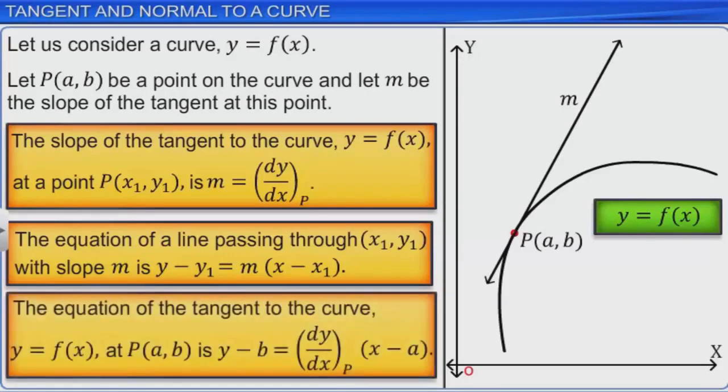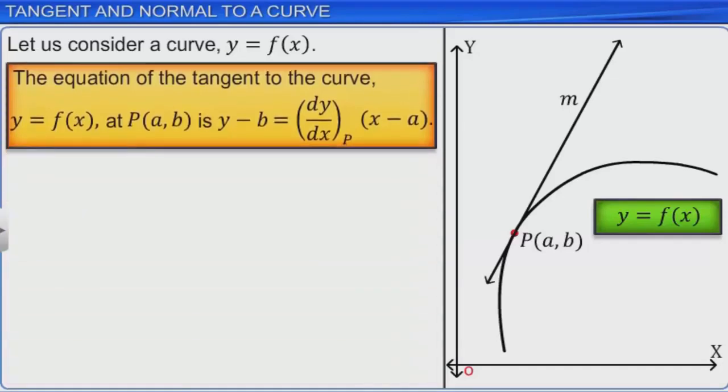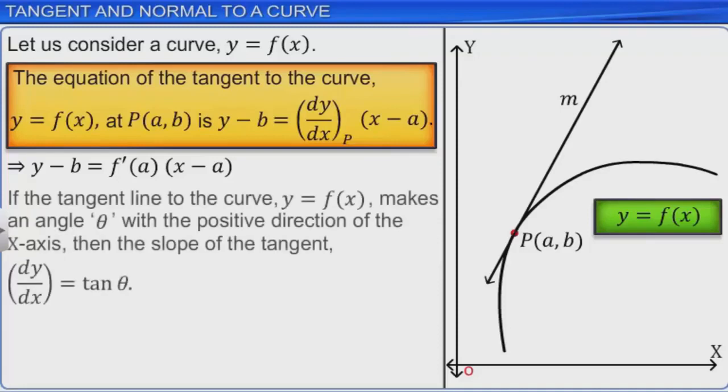Therefore, the equation of the tangent to the curve y is equal to f of x at point P, a, b is given by y minus b is equal to dy upon dx at P into x minus a. This can also be written as y minus b is equal to f dash a into x minus a. If the tangent to the curve y is equal to f of x makes an angle theta with the positive direction of the x-axis, then the slope of the tangent dy upon dx is equal to tan theta.